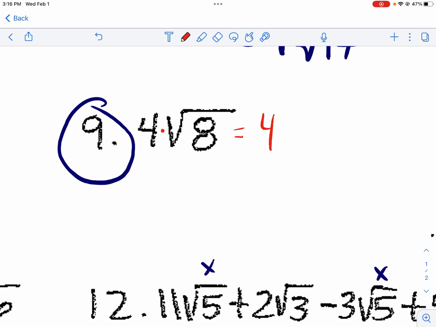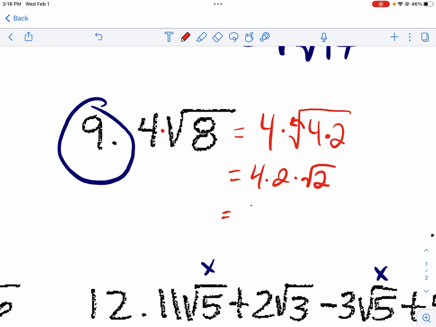So for this one, I'm thinking, what are my factors of 8? This is a little bit easier one. 4 and 2 are my only factors of 8 that have a perfect square included. So I'll do 4 times, pulling out the 4 becomes a 2, times square root of 2, right? I take the square root of 4, I get 2. So that's the same thing as 2 times square root of 2 as well.